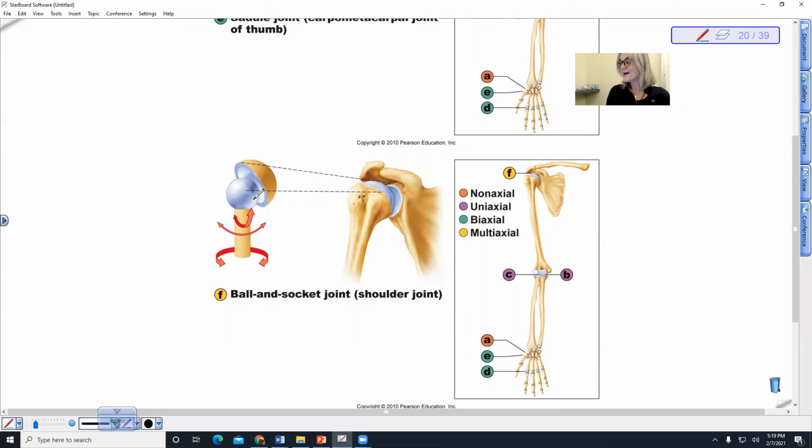Okay, last one is this ball and socket joint. So this is the head of the humerus sitting in the glenoid cavity or the glenoid fossa. We have two ball and socket joints in our body, and that includes the shoulders and the hips. And these are the most movable. So this is multi-axial. It allows for flexion, extension. We could abduct, we could adduct, we can circumduct by taking our arms around in a circle. So we have lots of range of motion at the shoulder joint.